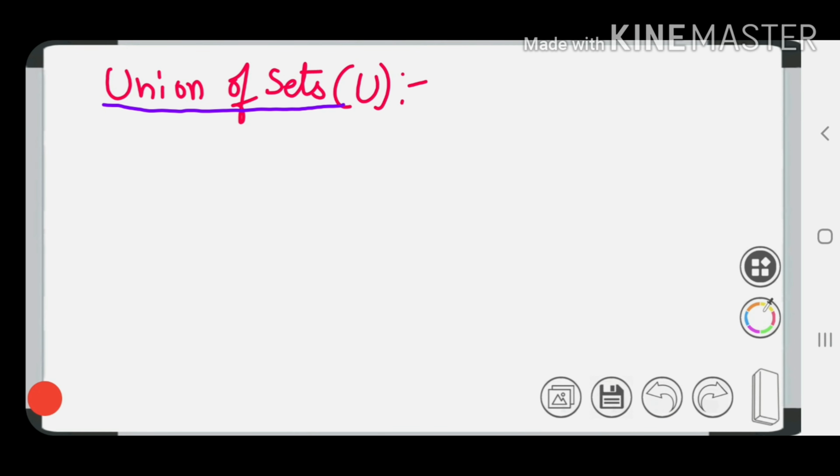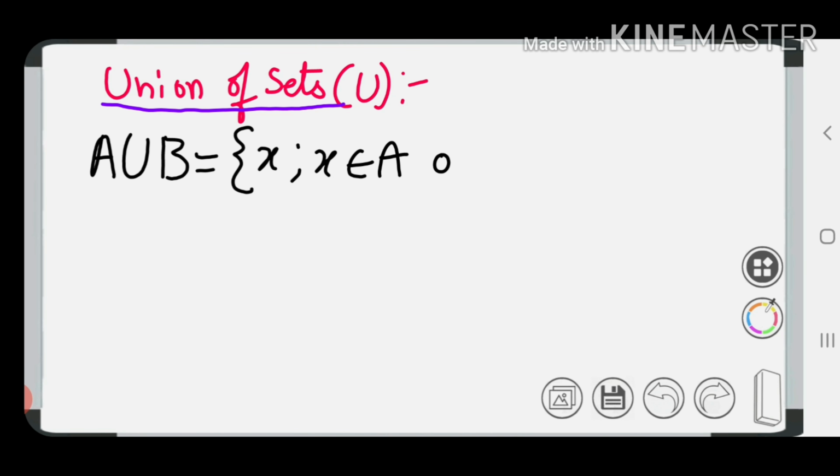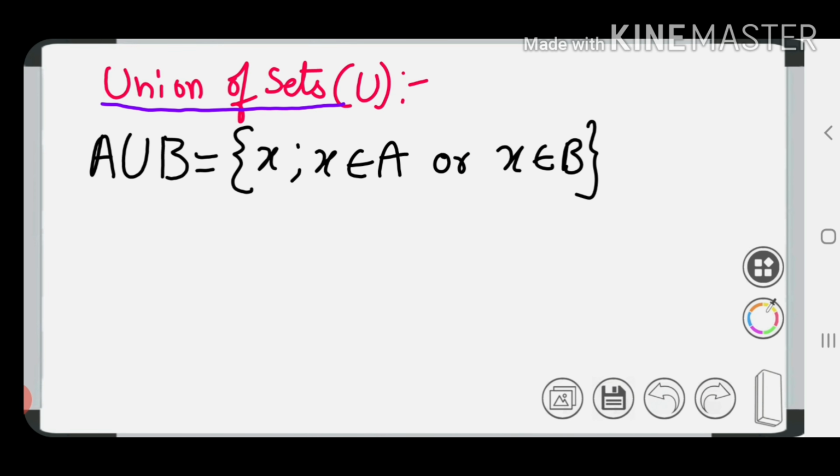First we will discuss union of sets. It is represented by this symbol U. If A and B are two sets, then A union B is nothing but we have to write such elements in this set. We have to write such x's that x belongs to A or x belongs to B. That means if the element is in A, we have to write it in the union, or if the element is in B, we have to write it in the union set. So whatever the elements in A and B, all those elements we have to write in the union set.